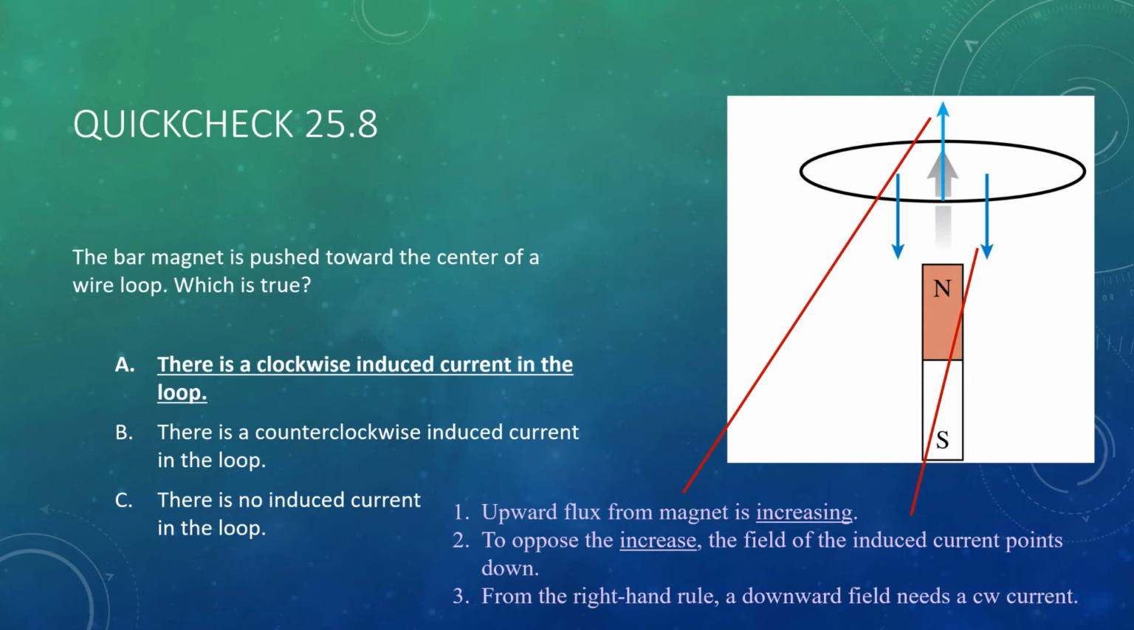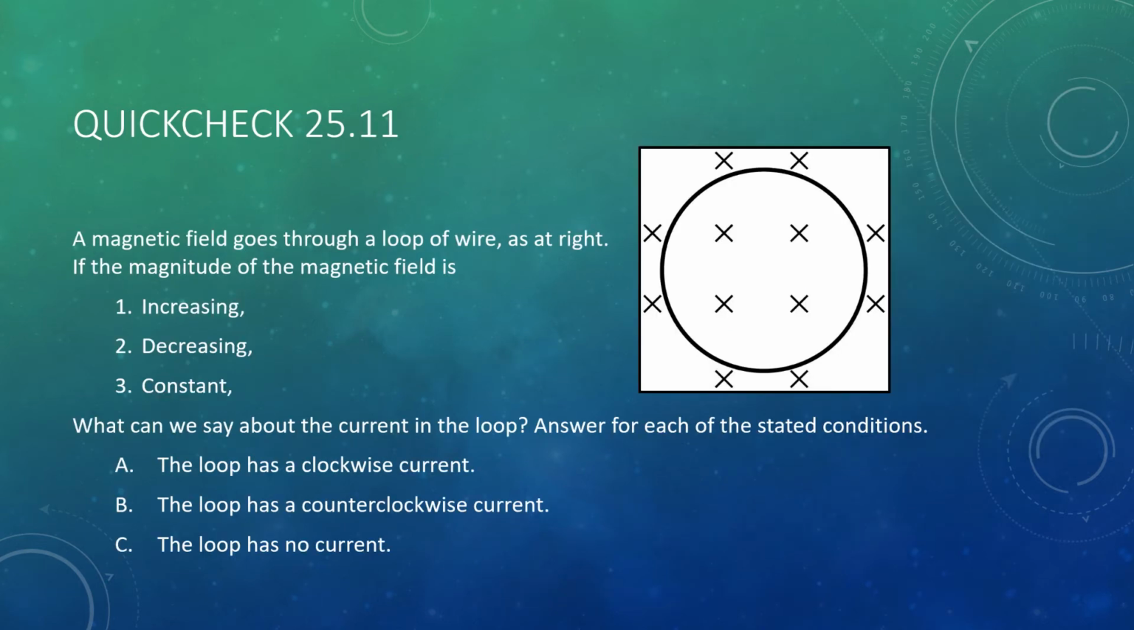Let's try another one. This one's a little bit different from all the others we've seen. This is actually a three-parter. You're given three different situations. Each of them has an answer of one of the three below. The question says, a magnetic field goes through a loop of wire as shown. If the magnitude of the magnetic field is one of those options, what can we say about the current in the loop? You're going to have a letter answer for each of these numbers. So what happens when the field is increasing, what happens when it's decreasing, and what happens when it's constant. I'll give you a few minutes to think about it. You should pause and think about it for a few minutes and then return.